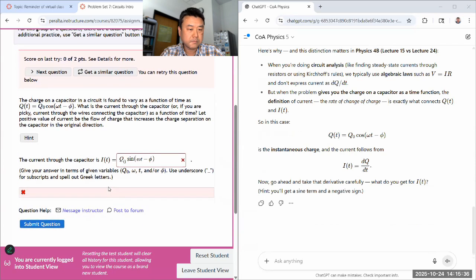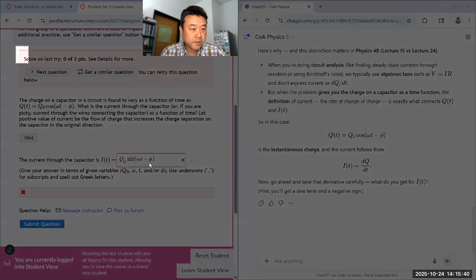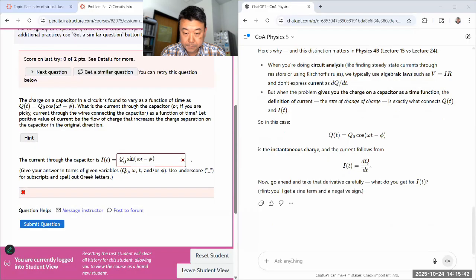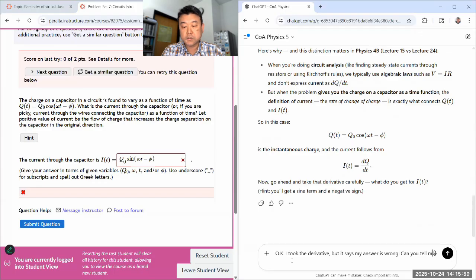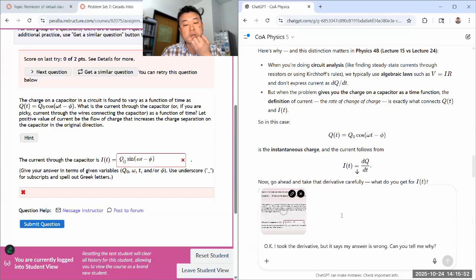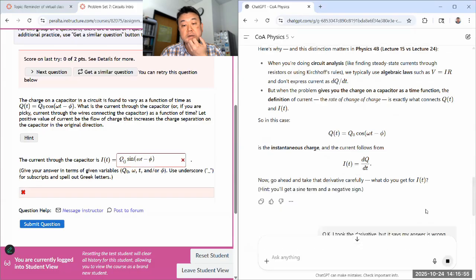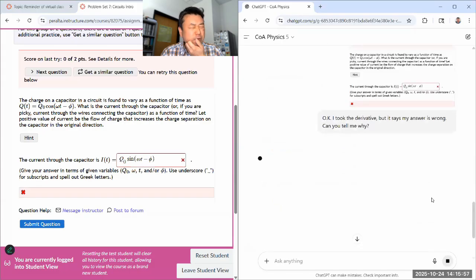So I'll say, okay, I took the derivative, but it says my answer is wrong. Can you tell me why? I wonder if it'll catch both mistakes. I might be confusing it with multiple things at a time.